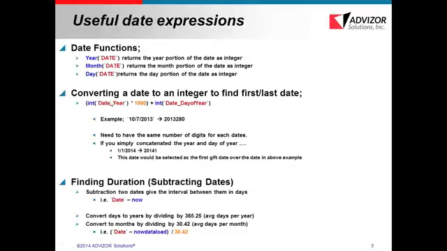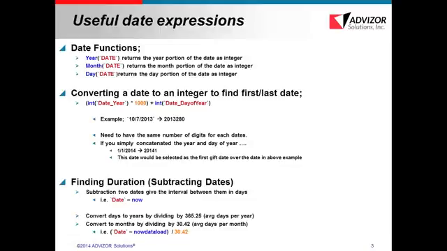You take the year of the date field times 1,000 plus the day of year. So October 7, 2013 would be 2013280. And you do this because you need to have the same number of digits for each date. Because if you just concatenated the year and the day of year, such as January 1st, 2014, this date would be selected as the first gift date because it's smaller than this integer. So you get misinformation.